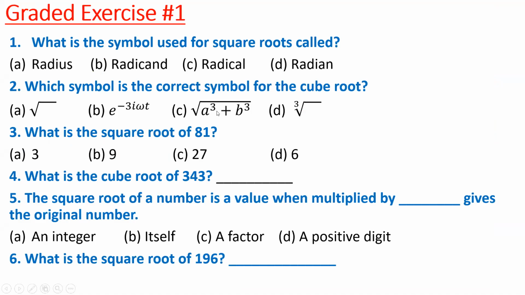Yes, we do have the grade exercise. Write down the question as well as the options. This is grade exercise number 1. Write down the questions as well as the options for me, please. The first question says, what symbol is used for square roots? Is it radius, radicand, radical, or radian?